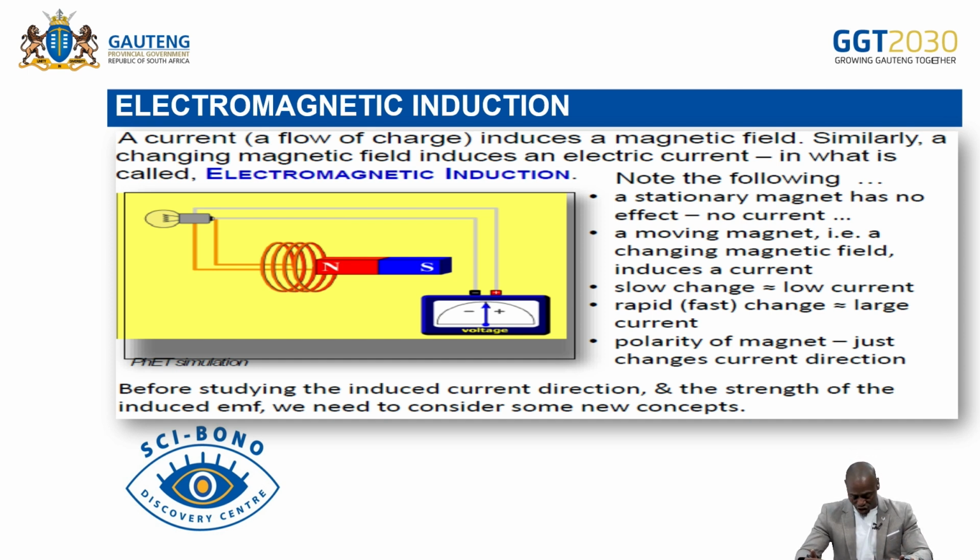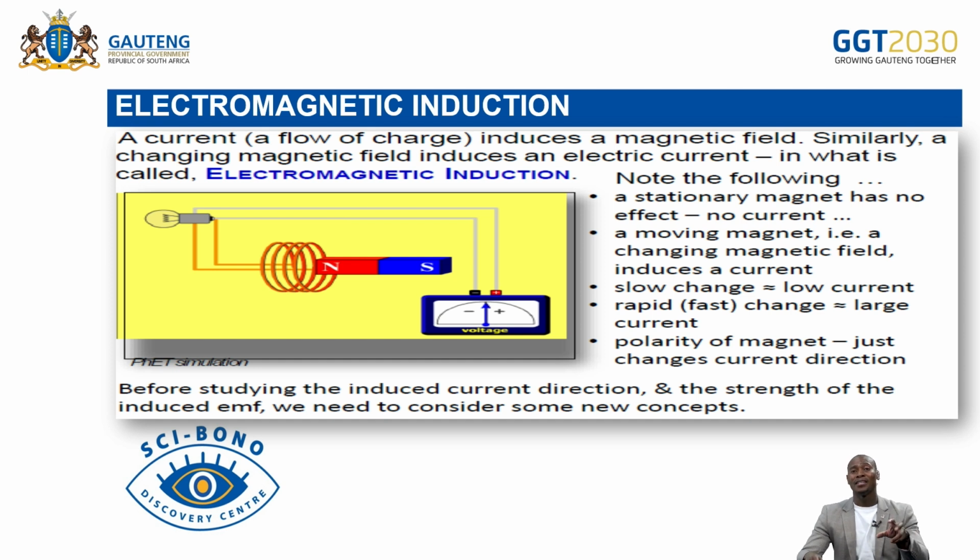Now we are looking at electromagnetic induction. Already, a current, which is the rate of flow of charge, induces a magnetic field. Already we have talked about that. So what produces the magnetic field is the current. Similarly, a changing magnetic field induces an electric current. And this is what we call electromagnetic induction.